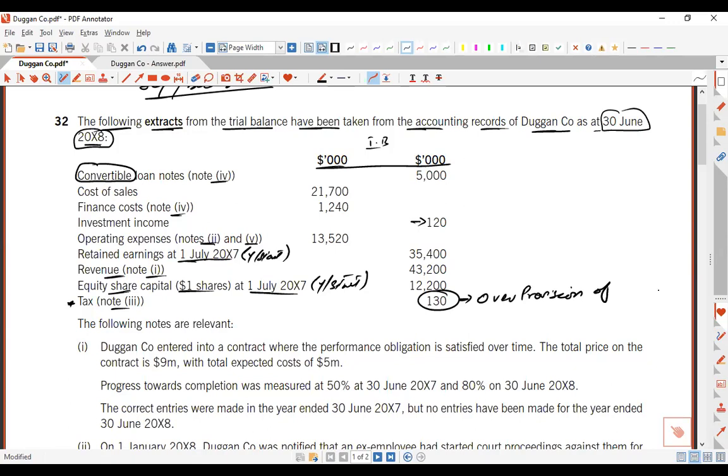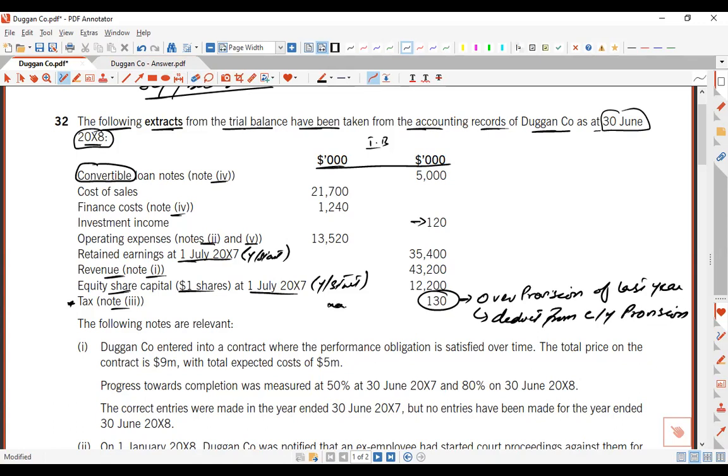And over provision of last year would be deducted from this year P&L. Deducted from current year provision.